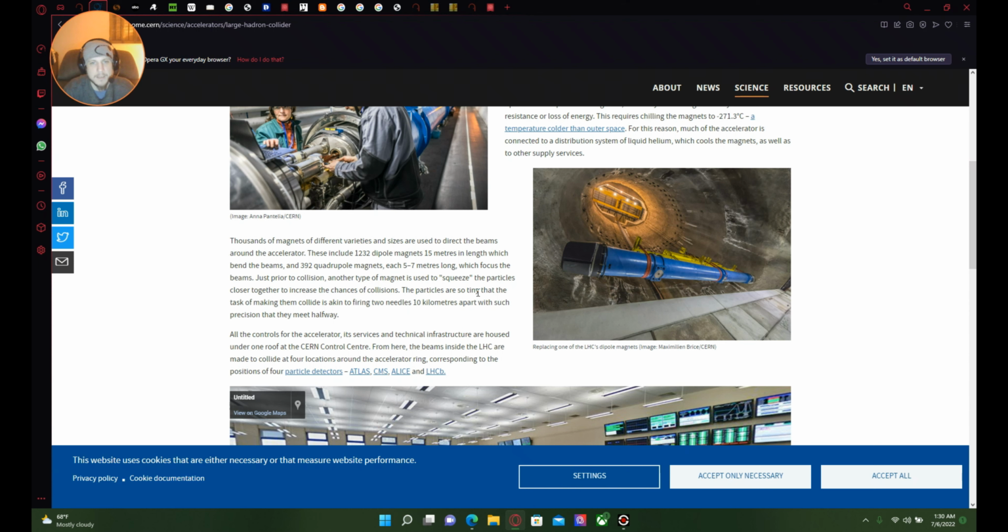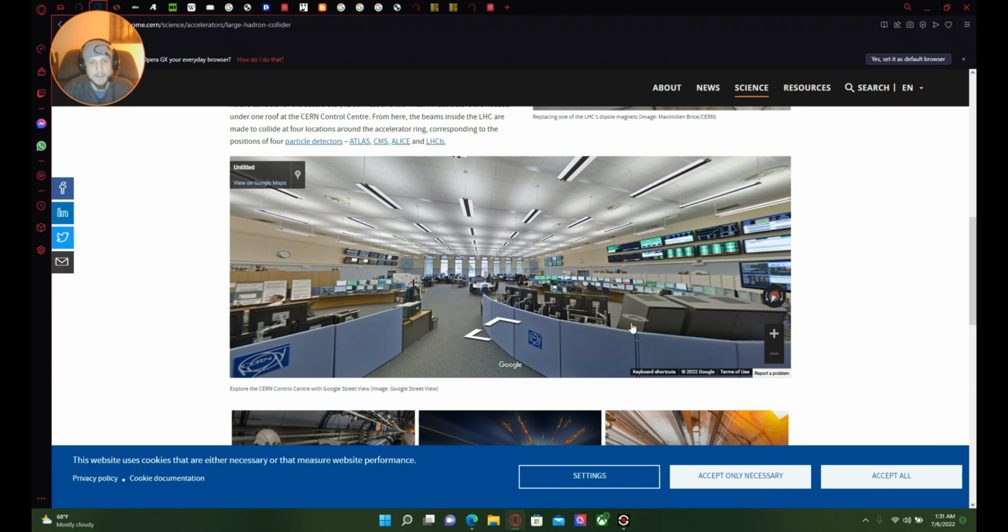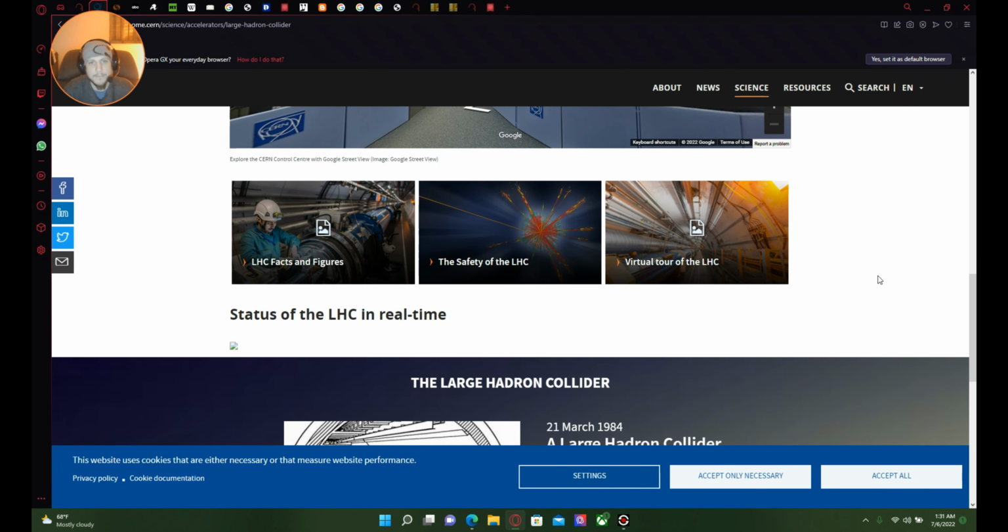Another type of magnet is used to squeeze the particles closer together to increase the chance of collisions. The particles are also so tiny that the task of making them collide is akin to firing two needles 10 kilometers apart with such precision that they meet halfway. That's basically, you guys get the gist of it.